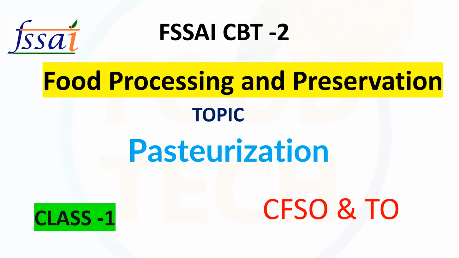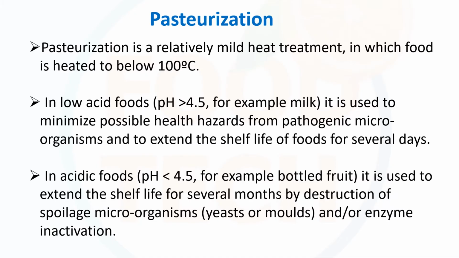So today we are discussing FSSAI CBT 2 for CFSO and TO. Topic: food processing and preservation, and the subtopic is pasteurization. So what is pasteurization? Pasteurization is a mild heat treatment in which food is heated to below 100 degrees Celsius. Pasteurization is applied on low acid food and high acid food.